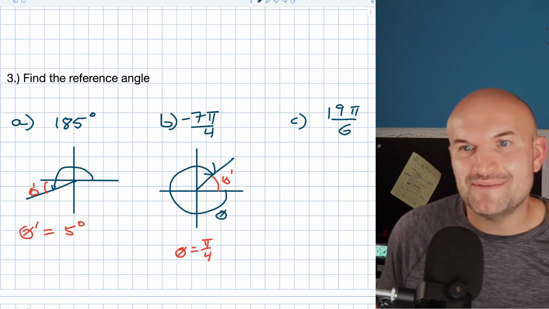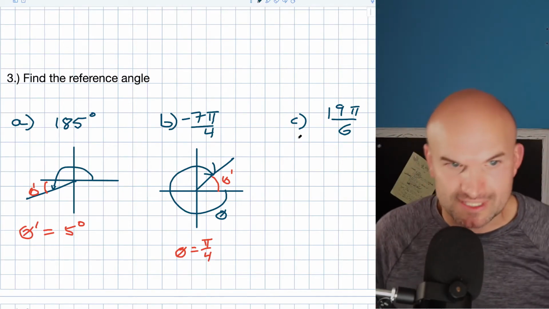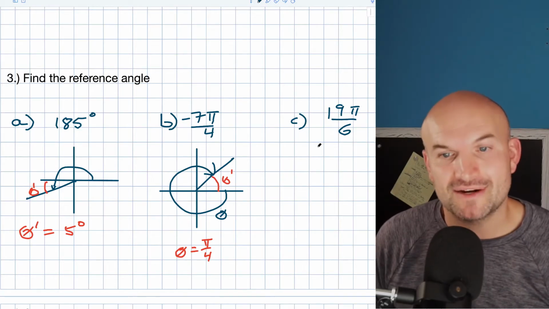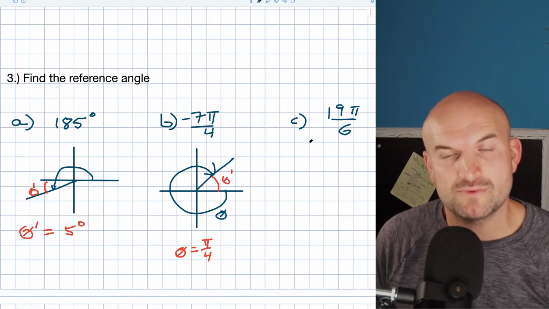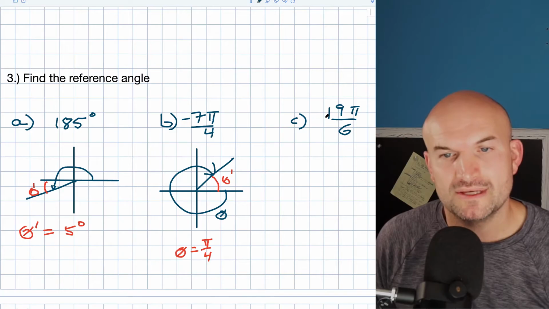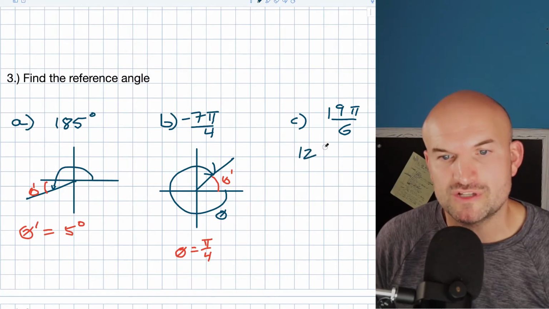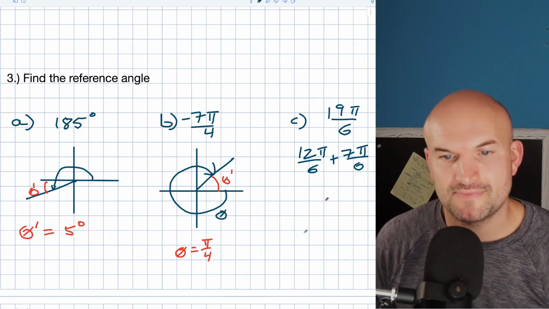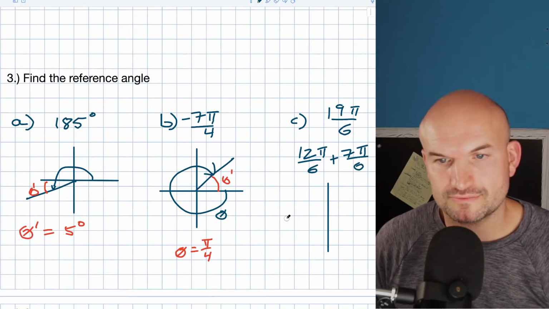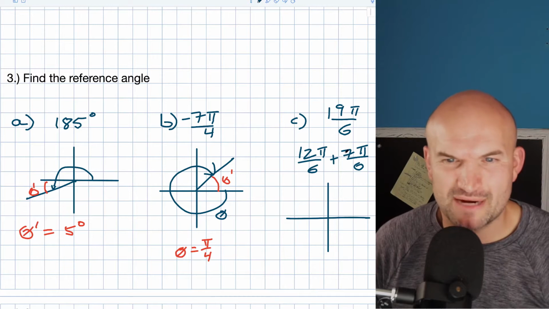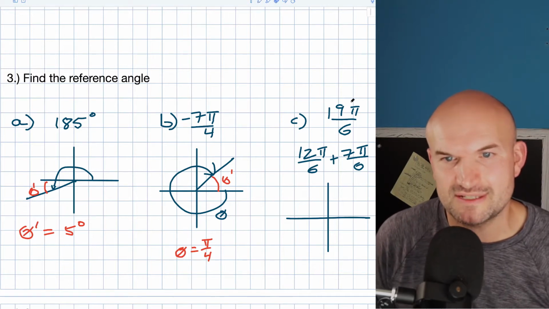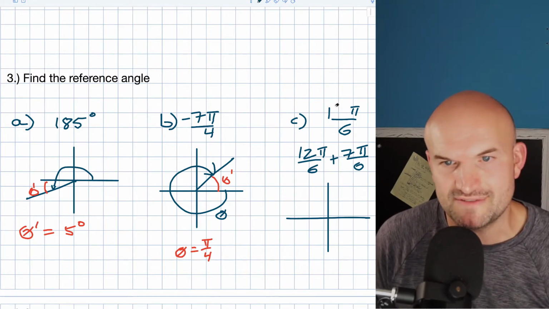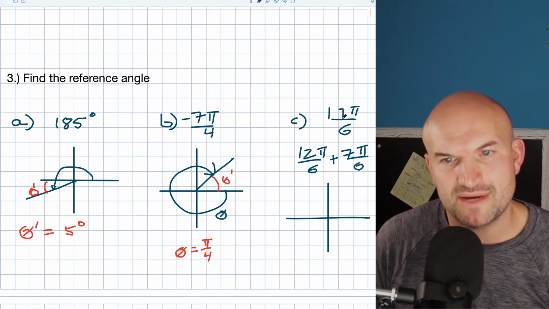All right. And then in this example, we have 19 pi over 6. Reference angle, again, it doesn't matter, guys. Notice here, again, this is one of those things where we have an extra revolution, right? 19 pi over 6 can be broken down into 12 pi over 6 plus 7 pi over 6. So if I wanted to graph this, 7 pi over 6, you know what? Let's not do 7 pi over 6. Let's change this to a 17. 17 pi over 6.